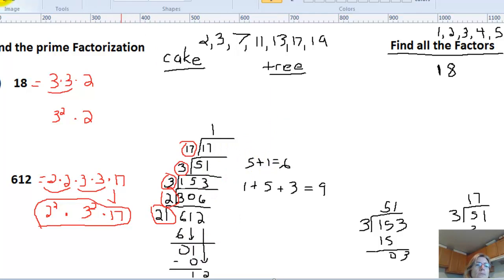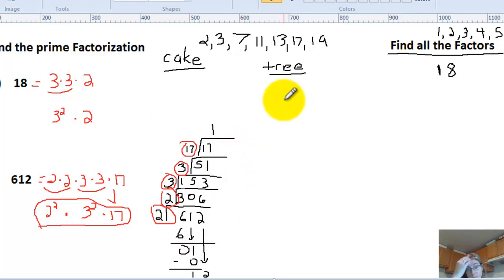And using our tree method, we start with 612. You start with your 2, because we know 2 times some number, and we already sorted this out, 2 times 306 equals 612.